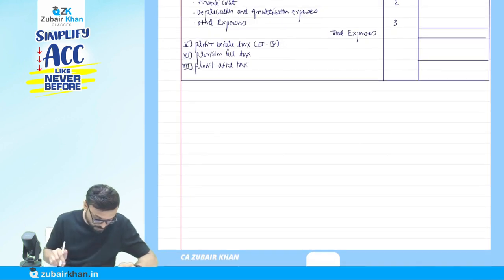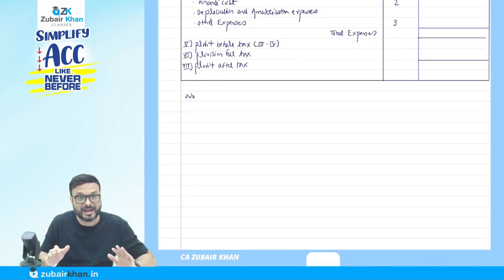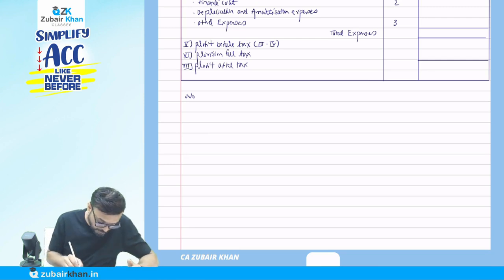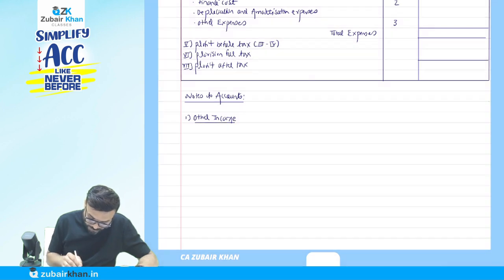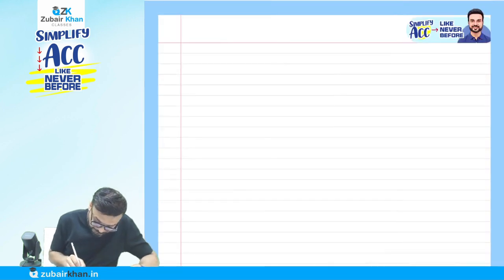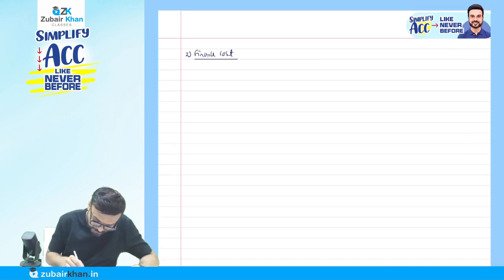Okay, now write down your notes to account. No balance sheet, no notes to account on share capital and all that. They ask you just to prepare the P&L account. So notes to account. Notes to account. Number one, other income. Keep the space of 5-6 lines. Okay, then here, second, finance cost. Give the space of 3-4 lines. Other expenses.